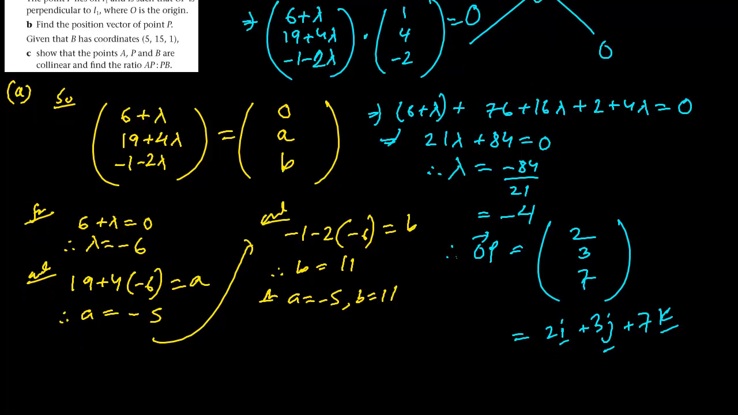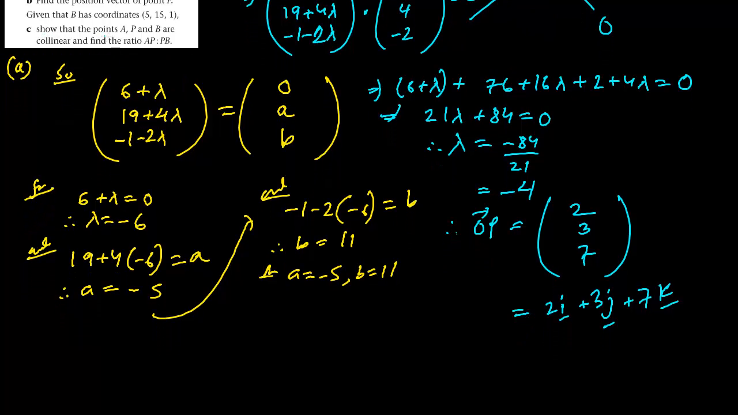One final question is left. We have to show that A, P and B are collinear, meaning on the same straight line. That means we have to show that they have the same direction vector. That means in question number C, if we have a line like this, suppose we have A and we have P and we have B, we have to show that any two vectors on this line have the same direction vector.